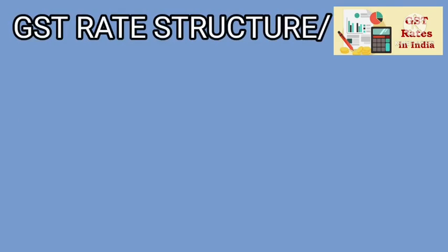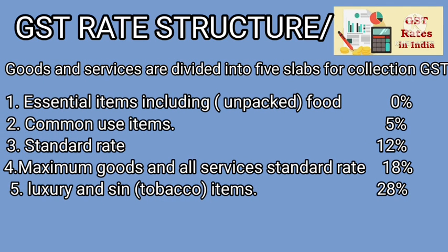Okay. A customer has to pay GST at different rates. The GST rate structure is given below. Goods and services are divided into 5 slabs for collection of GST. First one is essential items including food. Rate of GST is 0%. Second one is common use items and the rate of GST is 5%. Next, standard rate 12%. Then maximum goods and all services, standard rate 18%. And at last, luxury and sin items 28%.